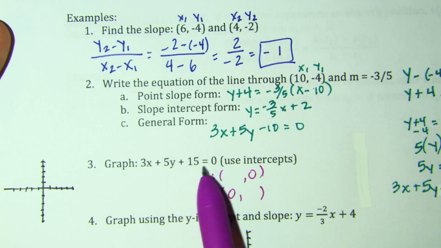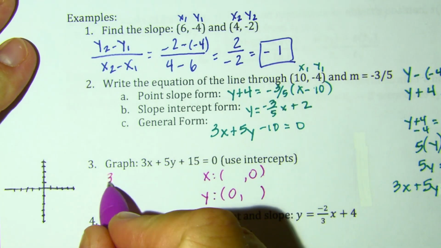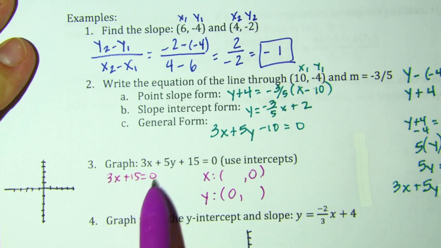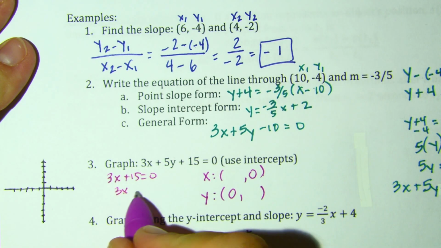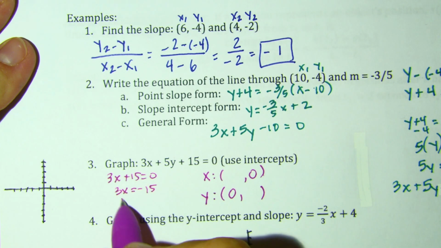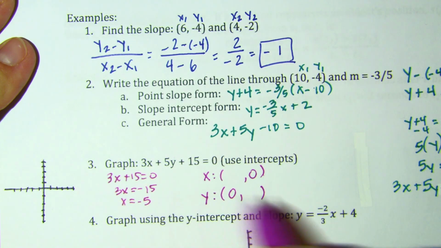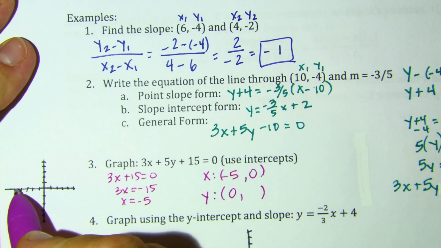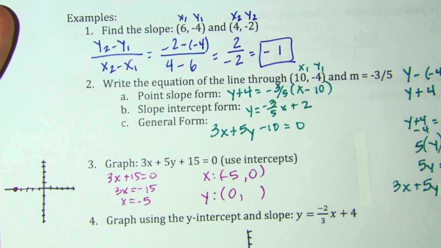Well, if I subtract 15, let's go ahead and just write that. 3x plus 15 equals 0. If I subtract 15, dividing by 3, x equals negative 5. So 1, 2, 3, 4, 5, negative 5, 0. That gives me my x-intercept.